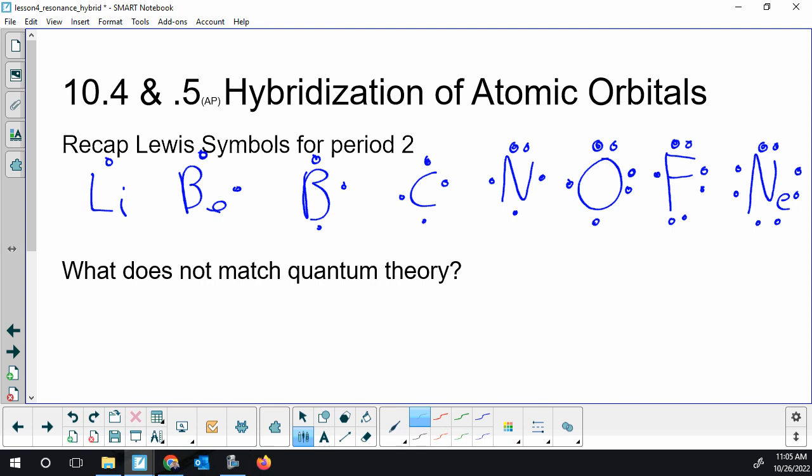Then I have this question. Sometimes students ask me before I get to this point. I taught about s and p orbitals and the filling up from lowest energy, and this doesn't match that. Lewis theory is doing hybridization. So which of these don't match what we learned in terms of filling 1s, 2s, 2p, 3s, 3p?